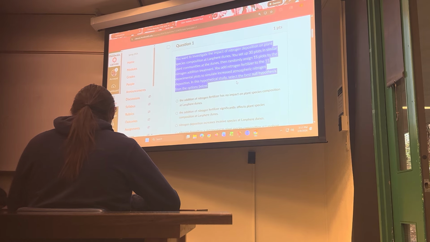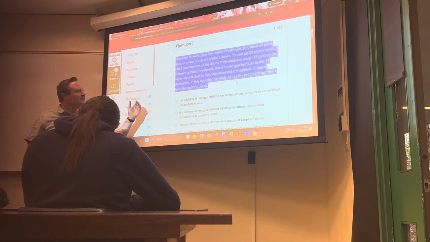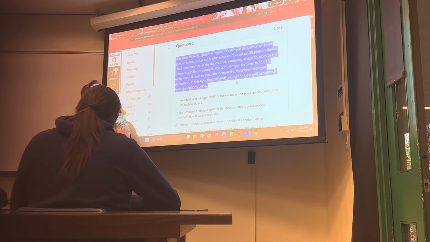So whenever you're doing something like this, I suggest you just draw the figure out. And you're like, okay, well, what do I have? What's my independent variable here? Who can tell me? Nitrogen deposition. It's nitrogen. Yep, nitrogen deposition.